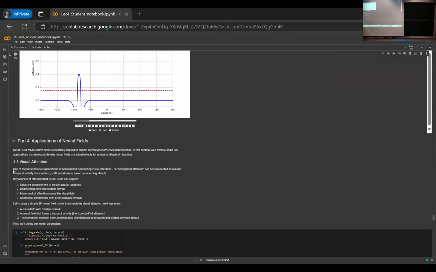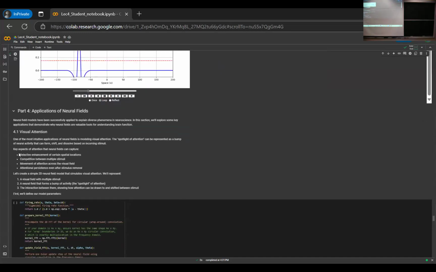And so now I'm going to show you a couple of applications of neural fields. One is there's excitation activation everywhere.